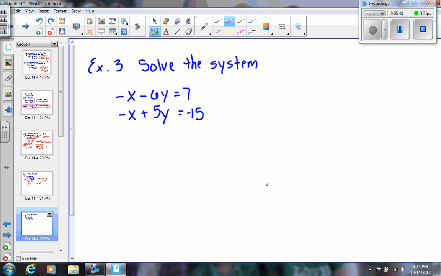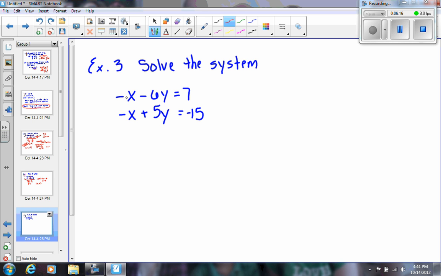Well, here's the third example. Solve the system negative x minus 6y equals 7 and negative x plus 5y equals negative 15. Now notice this time, if I add the equations together, the y's won't drop out, but neither will the x's, because a negative x plus a negative x is negative 2x, so they won't drop out. But if this were a positive x, then they would drop out.